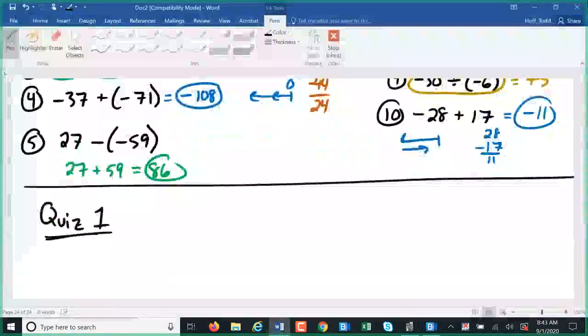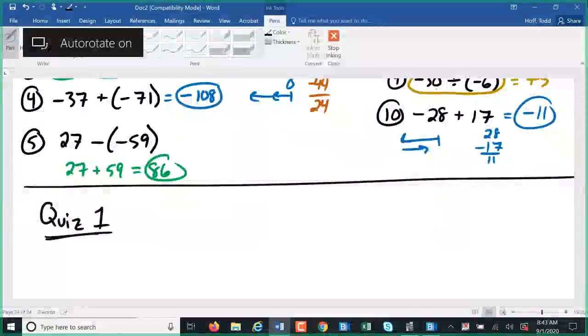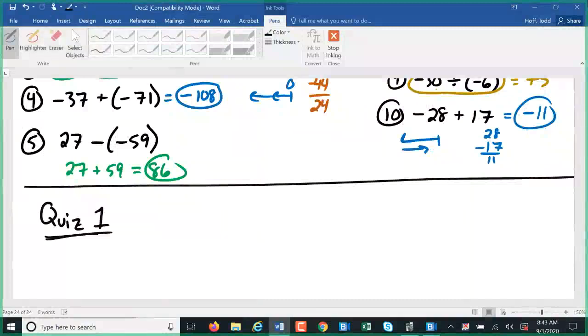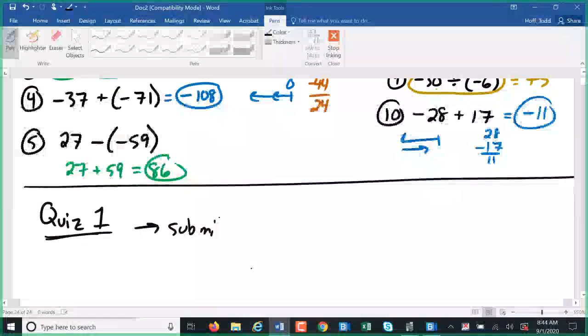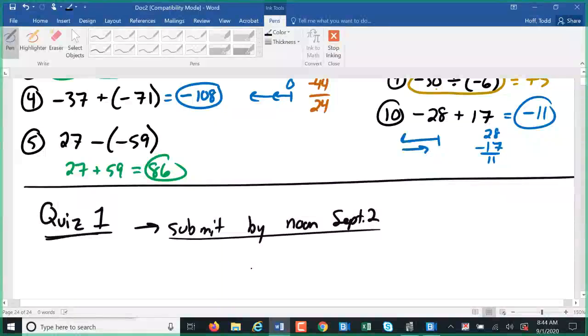Okay, so on to our new stuff for the day. I will try to let you guys out a little bit early today just to give you time to go find a computer and print off that quiz if you want to. That'll need to be submitted by noon tomorrow, so by noon on September 2nd. That gives you time. If there are any issues, we can figure them out in class tomorrow to help you get those submitted.